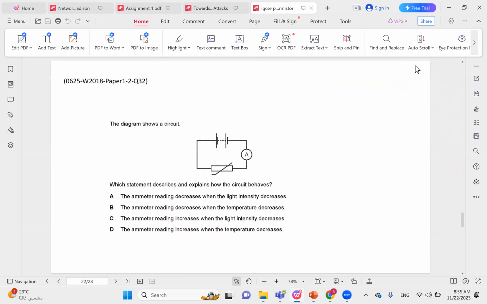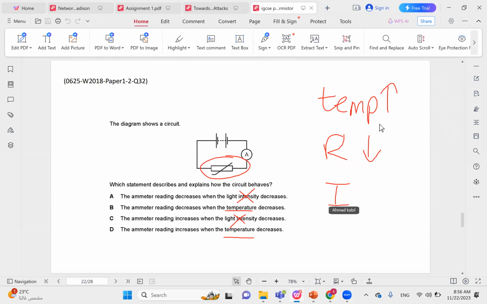The diagram shows a circuit. Which statement describes and explains how the circuit behaves? We want something that links the ammeter reading to temperature or light intensity. Of course, it has nothing to do with light intensity here because we have a thermistor, so we're only concerned with temperature. But what happens? What is the relation between the current and the temperature? Like we said, if temperature increases, the resistance decreases, so the current increases.